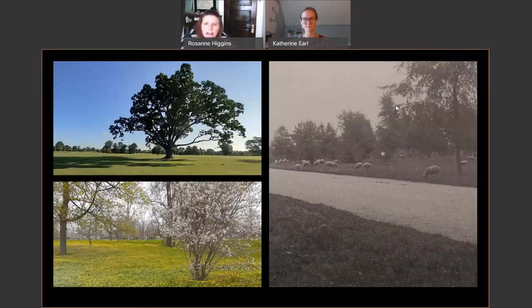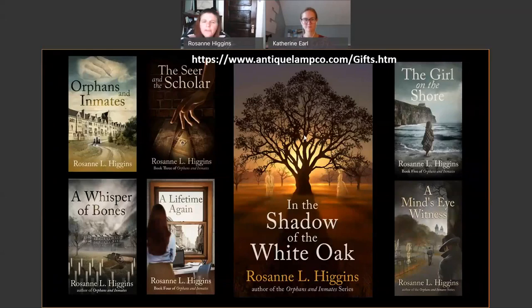So the books. If you're interested in the series, Orphans and Inmates is the first of the books, and then A Whisper of Bones, The Seer and the Scholar, A Lifetime Again, The Girl on the Shore, A Mind's Eye Witness, and then In the Shadow of the White Oak, which is the new one. It's coming out December 4th and 5th, actually.